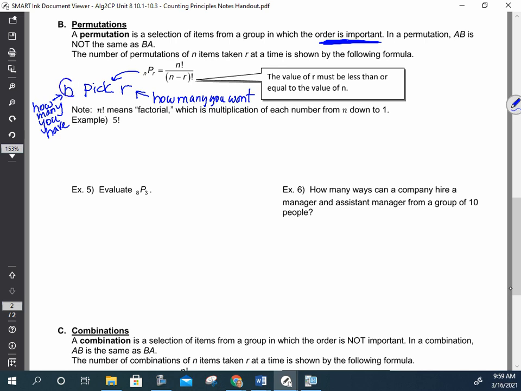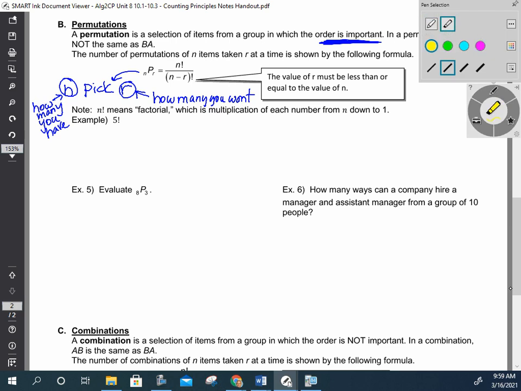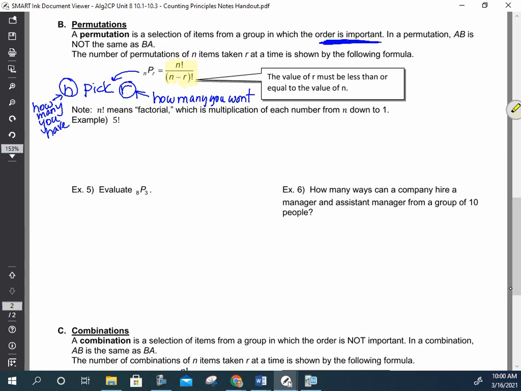So n is how many you have. R is how many you want. To solve it out, you have the formula n factorial divided by n minus r factorial. I'm going to explain to you what factorial means in a second. It's a very easy thing to calculate.